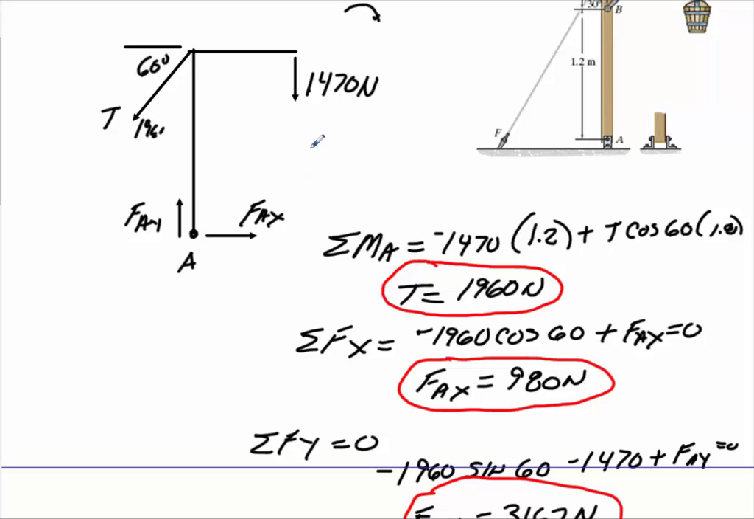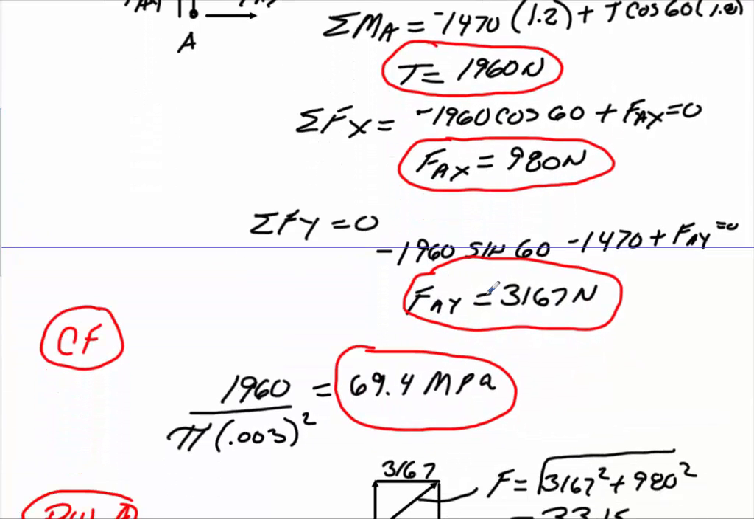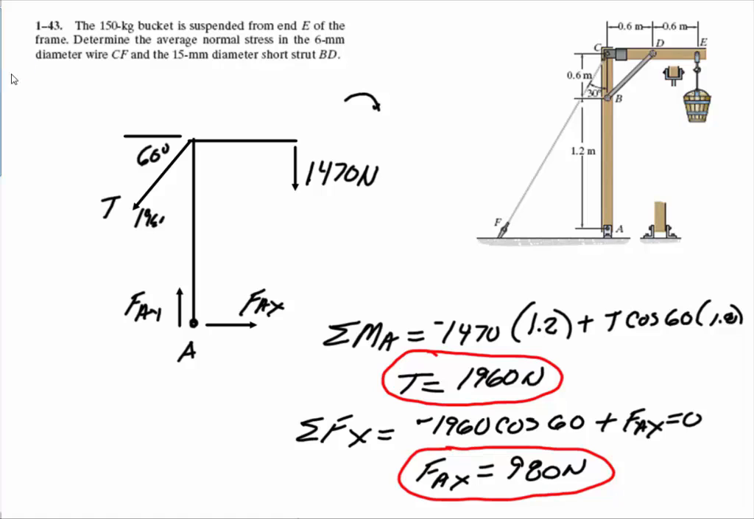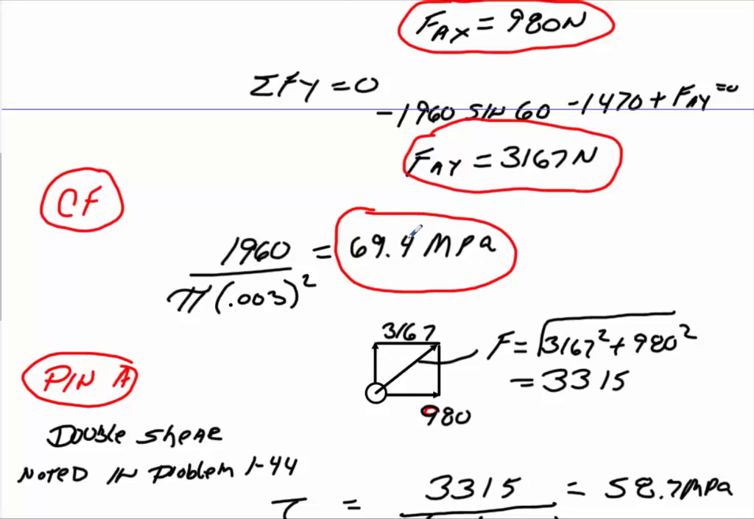At that point, sum the forces in the Y direction. You'd have 1470 coming down. You'd have 1960 times the sine of 60 coming down right here. I solve for FAY, and I get 3167 pointing up. The first question was CF. It says determine the average normal stress in CF. Well, all I have to do is take the loading here and divide it by the cross-sectional area, which I did here. That gave me that stress here.